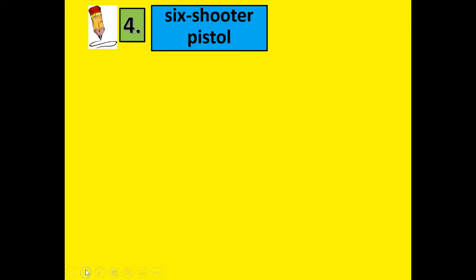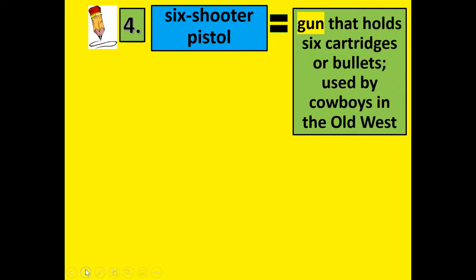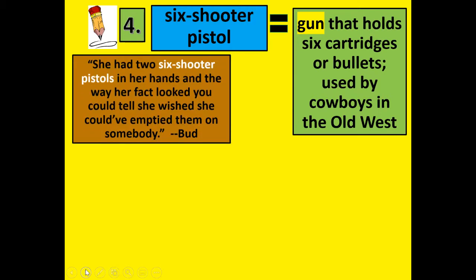All right, number 4, 6-shooter pistol. Write that down. A 6-shooter pistol is a gun that holds six cartridges or bullets, used by cowboys in the Old West. So be sure to write 6-shooter pistol, and a synonym could be gun, and that gun holds 6 bullets. And here's the quote from Bud, Not Buddy.